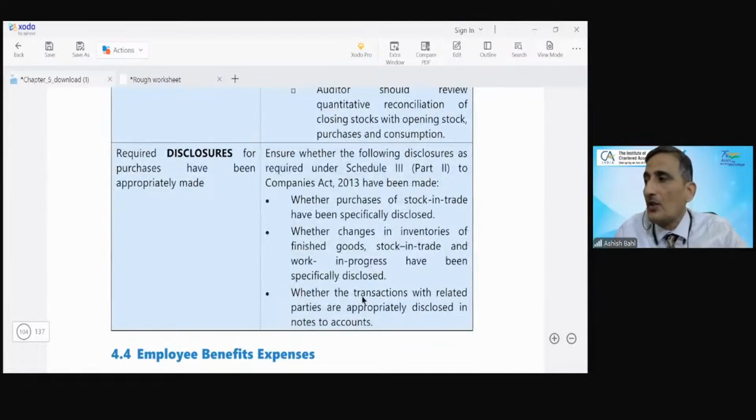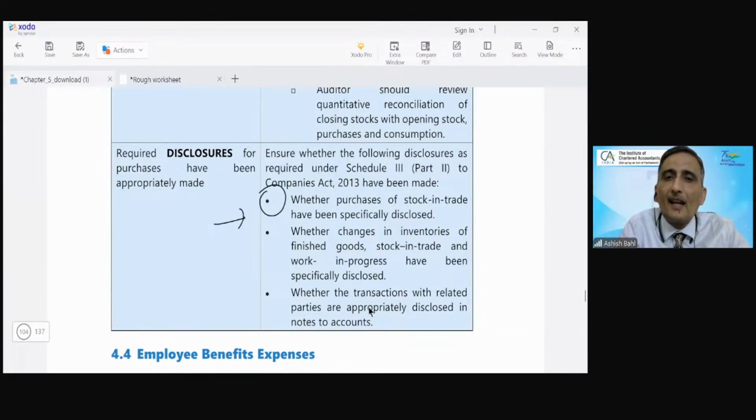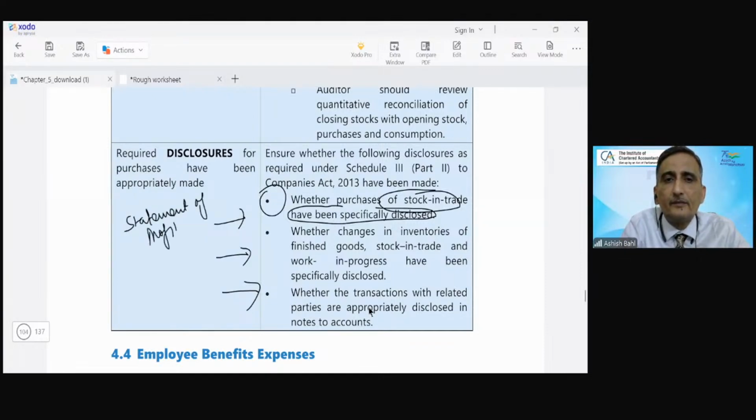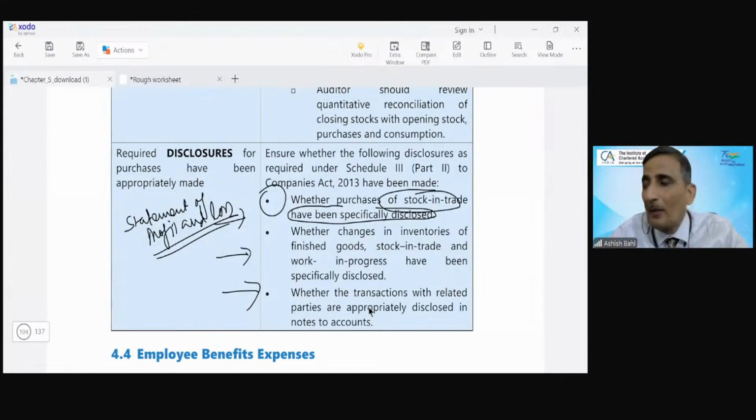And disclosures: what are the disclosure requirements regarding Schedule 3 in respect of purchases? So Schedule 3, students, as you can recall, purchases of stock in trade have to be specifically disclosed in the statement of profit and loss. If you recall Part 2 of Schedule 3, on the expenditure side it is specifically stated, purchases of stock in trade. It means purchases of goods which have been acquired for trading. So these have to be shown separately, apart from raw material purchases, because that would be shown as part of raw material consumption.